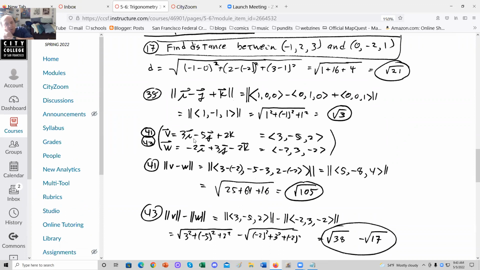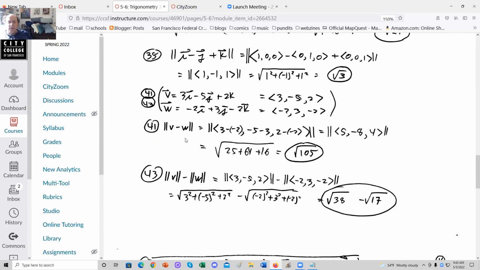Next, let's start with two vectors. V is 3i minus 5j plus 2k. W is minus 2i plus 3j minus 2k. So V is 3, -5, 2. W is -2, 3, -2. So what's the length of the difference? And what's the difference of the lengths? A grammatical difference between them, but there will be a numerical one.